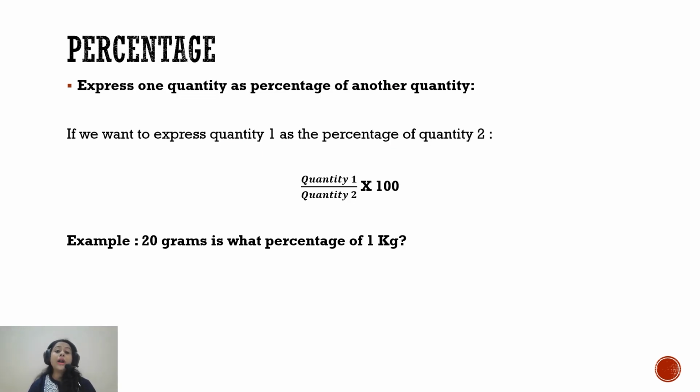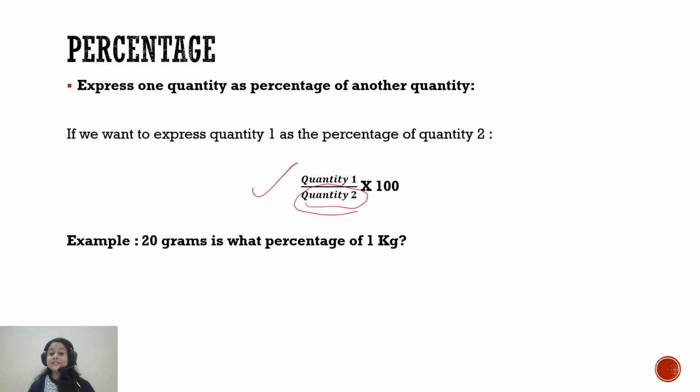Next, suppose we want to represent one quantity as a percentage of another. Then there is a very simple formula you have to follow. You first write in the numerator quantity 1, the quantity which you want to represent as a percentage of the second quantity, into 100. For example, 20 gram is what percentage of 1 kg?